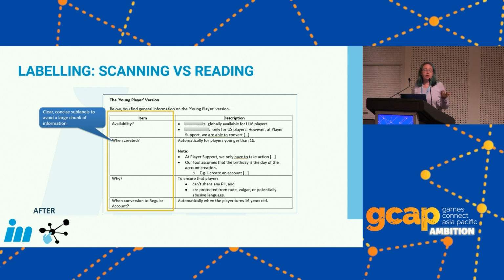So I kind of return to that example from before. If I want to know something about these young player versions, I can now easily find it and immediately answer my user about it, because I just have to scan and find. I don't have to read the whole thing about your young player versions.